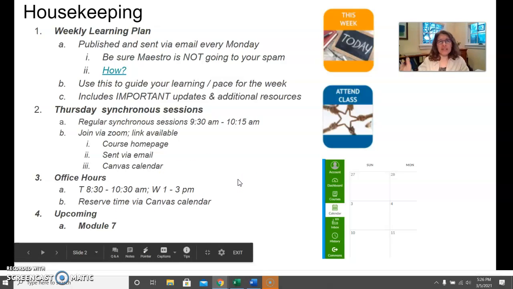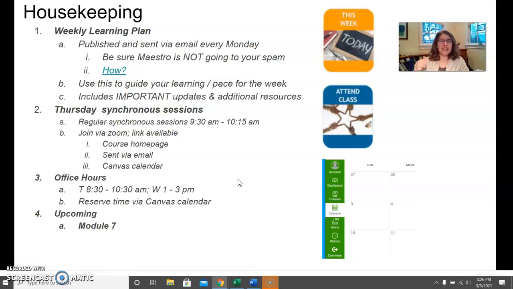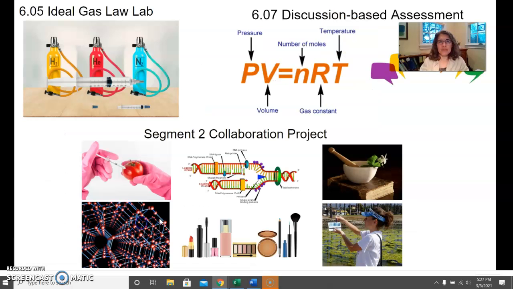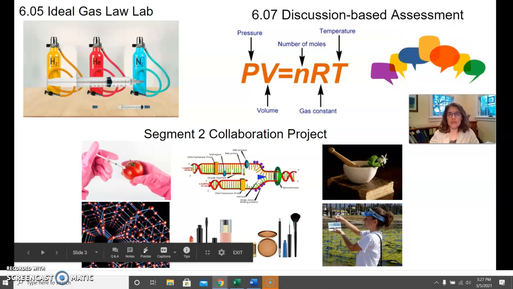Particularly for those of you who are feeling a little shaky about identifying independent, dependent, and controlled variables with labs or with graphing electronically. You're going to be doing some of that this week. So if you'd like some help, I encourage you to look at those particular aspects of our weekly learning plan this week and then sign up for a time for office hours. We are going to be finishing up Module 6 this week, so our upcoming work is going to be in Module 7. Let's take a quick preview of what you're going to be doing.